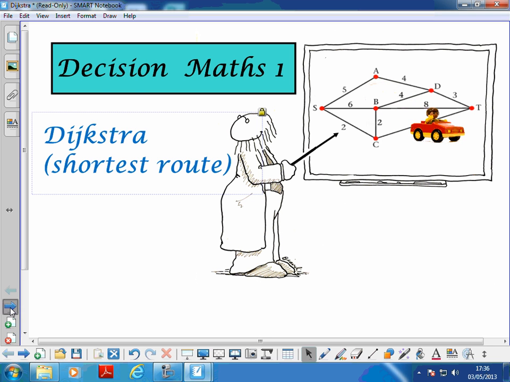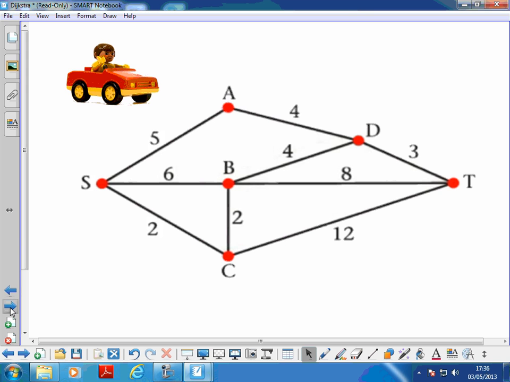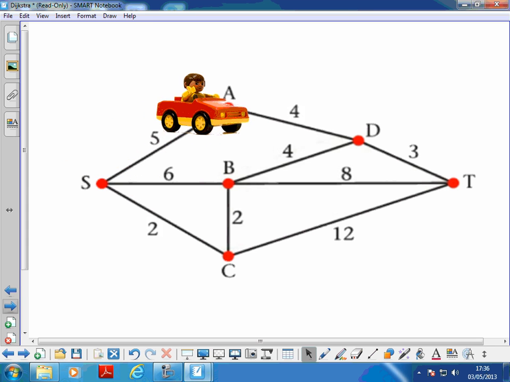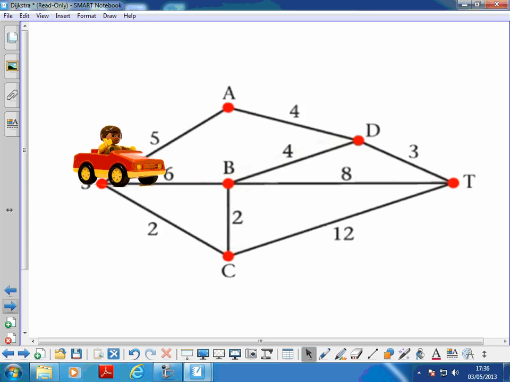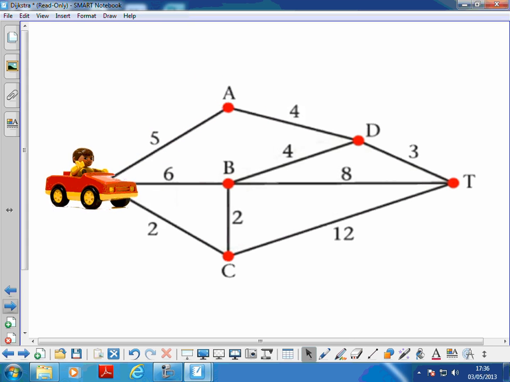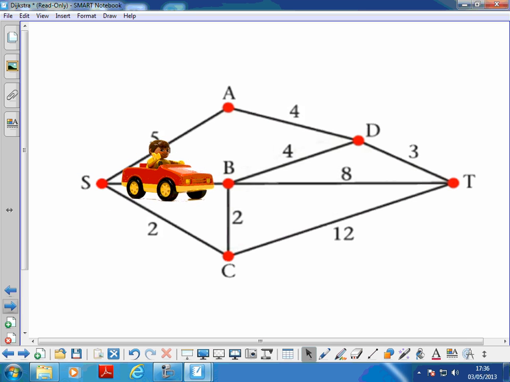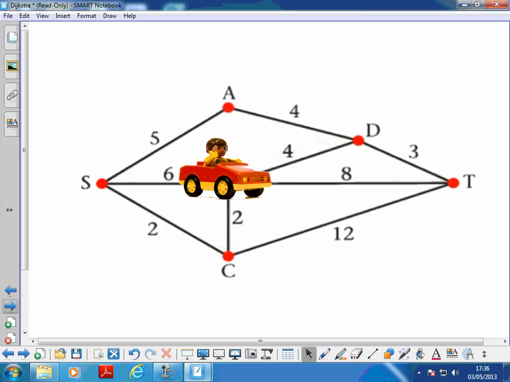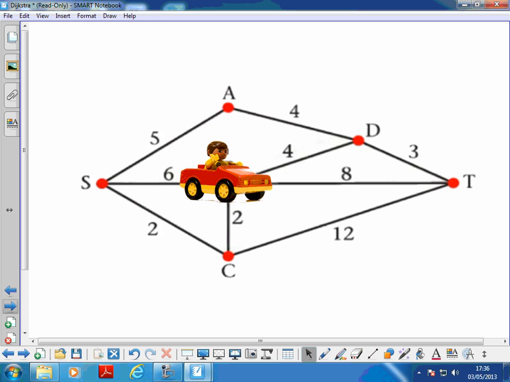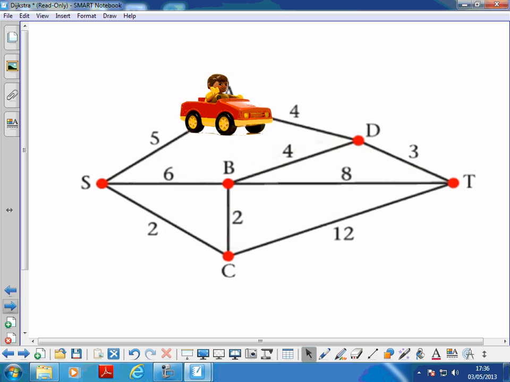Okay, so if we just do this sort of logically, we're going to start at the beginning, right? If he goes to A, that would be a distance of 5. So the shortest distance so far that we know of to get to A is 5. The shortest distance that we know of so far to get to B is 6. And we remember the number 6 and we remember the number 5 as being the shortest distance that we know of so far to get to those various vertices A and B.